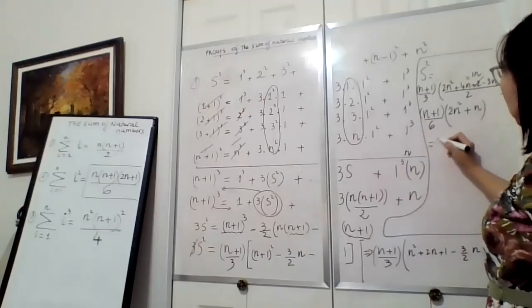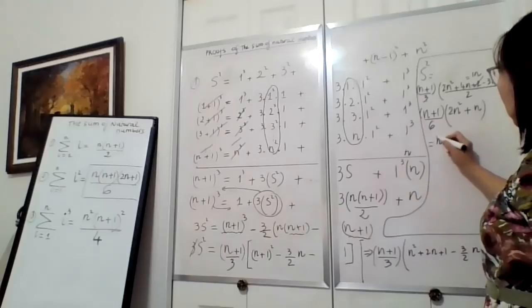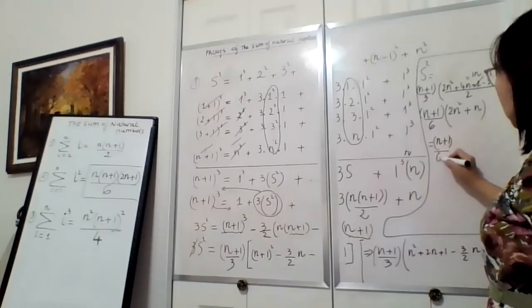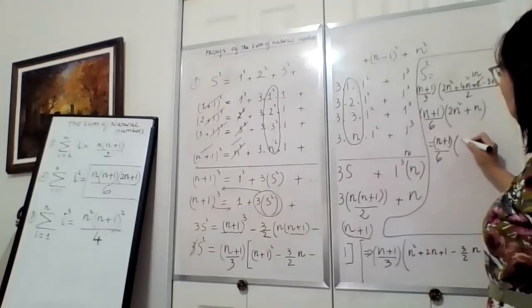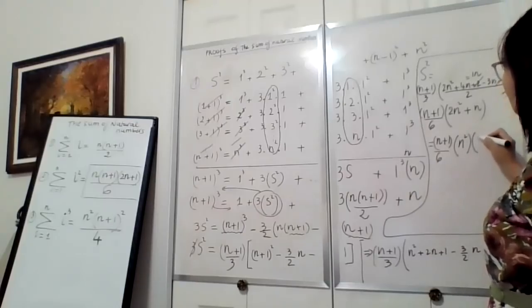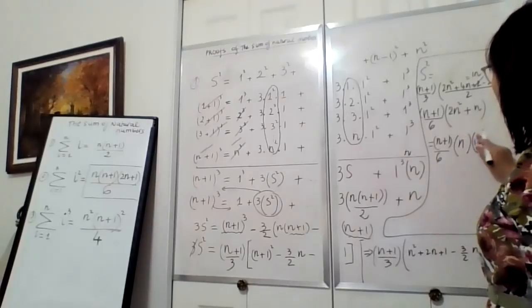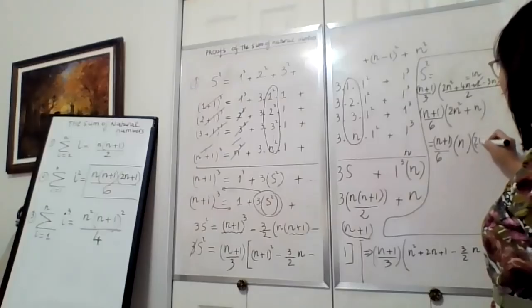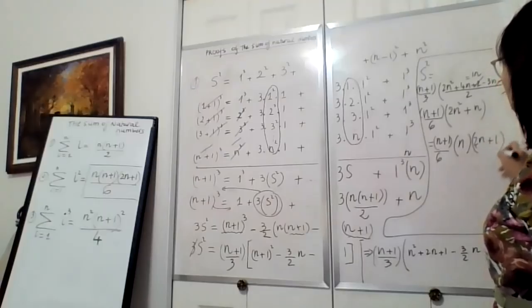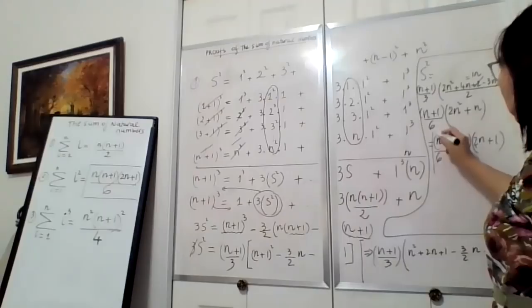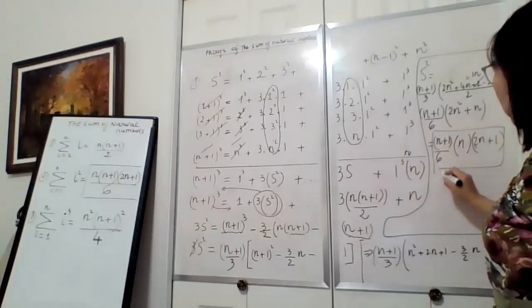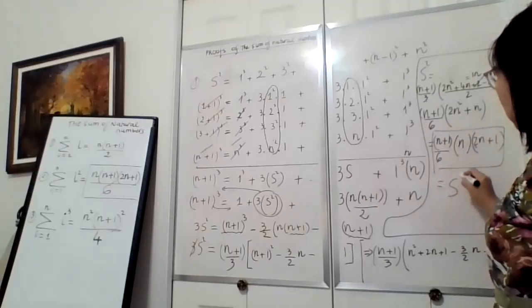So now factor one more time. n plus 1 over 6 times n, actually just n, times 2n plus 1. So now let's look at the root, I prove it. This is equal to s squared.